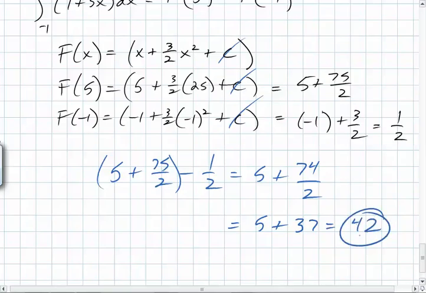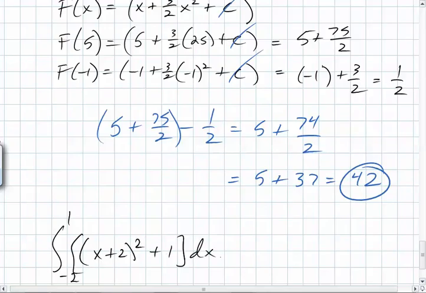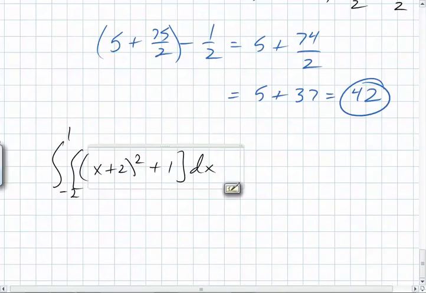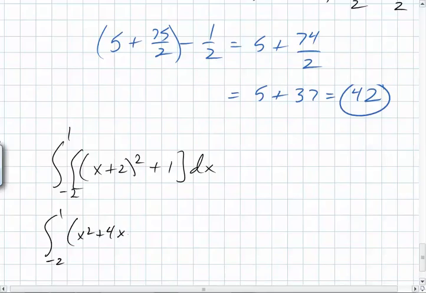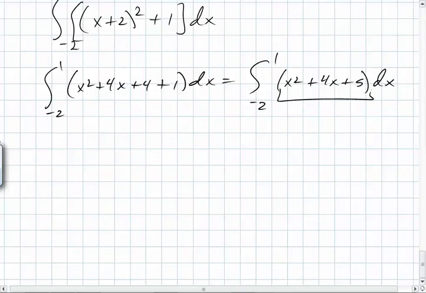It was the integral from what to what? Negative 2 to 1 of x plus 2 squared plus 1, I think. Was that it? Can you guys check that for me? Before we integrate, let's multiply this out. What is x plus 2 squared? x squared plus 4x plus 4, plus 1 dx. So this equals the integral from negative 2 to 1 of x squared plus 4x plus 5 dx. Remember, this is the height of each rectangle, and dx is the width of each rectangle that you're adding together.